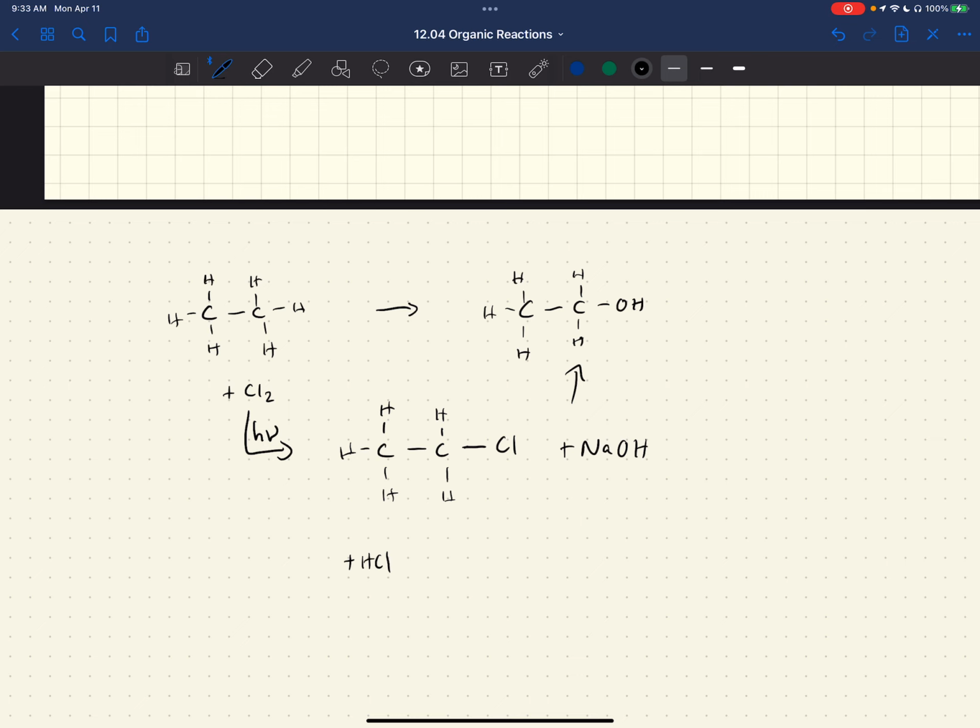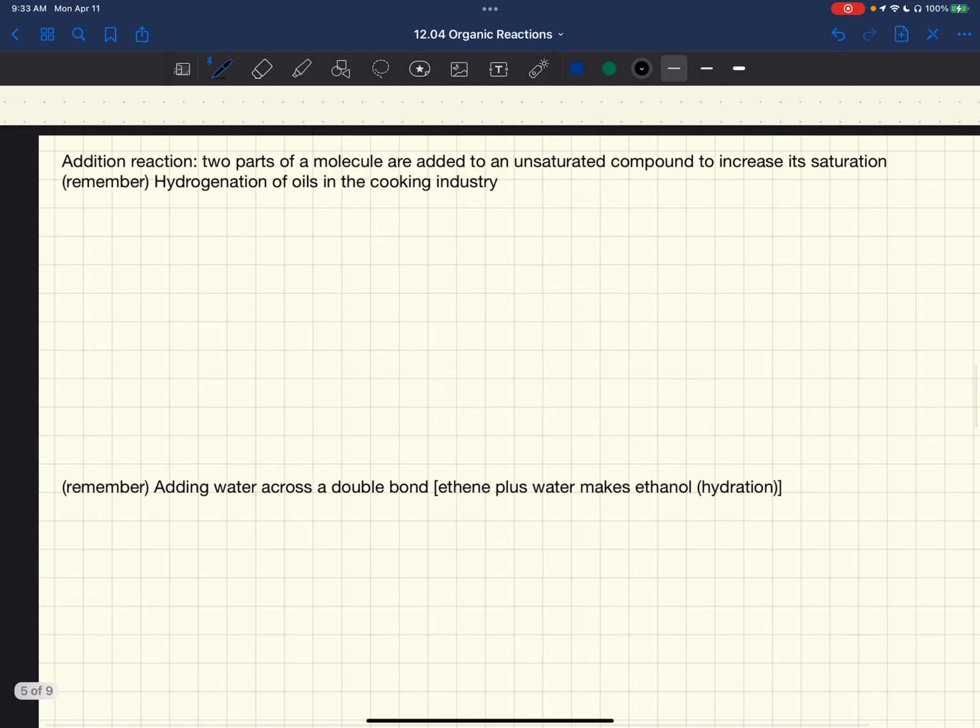All right, onwards. Addition reactions. So addition reactions are used a lot. And this first one is used all the time. That's hydrogenation. So we're going to add hydrogen across a double bond. Okay? That's what you've got to remember. We're going to add two hydrogens across a double bond.